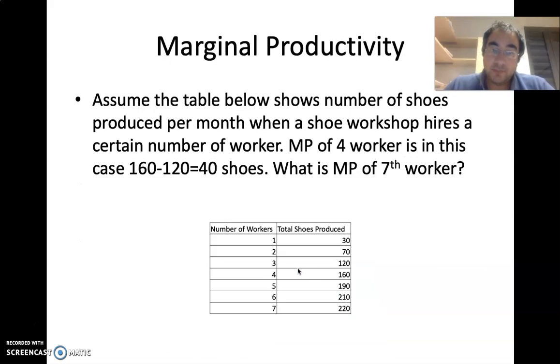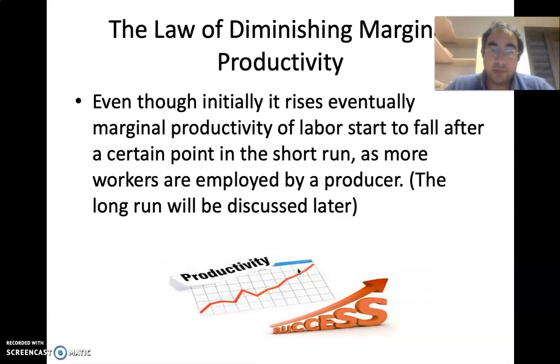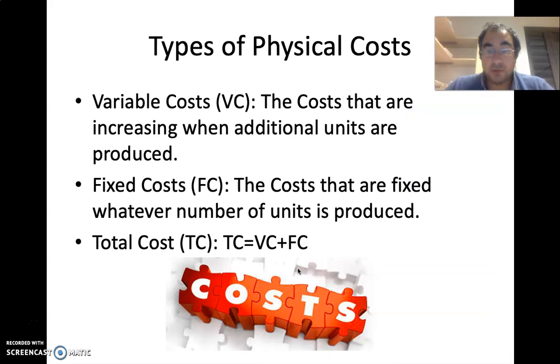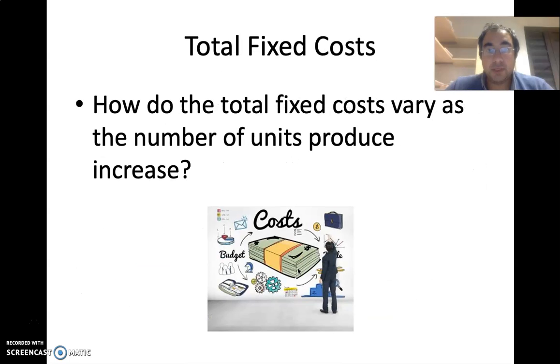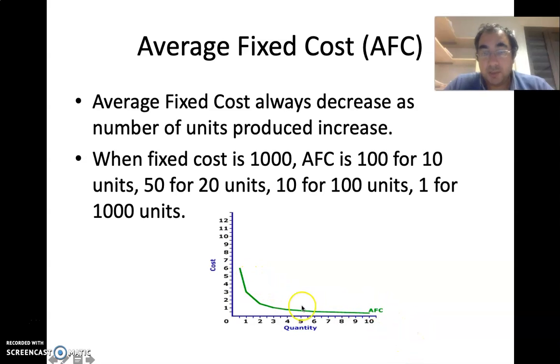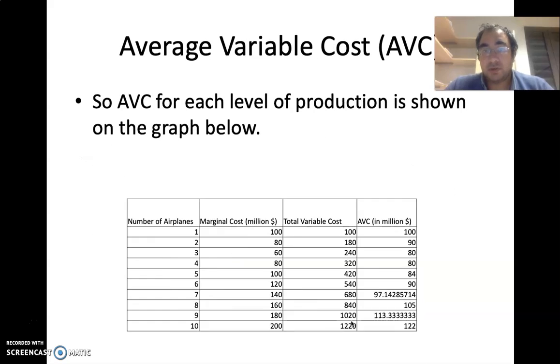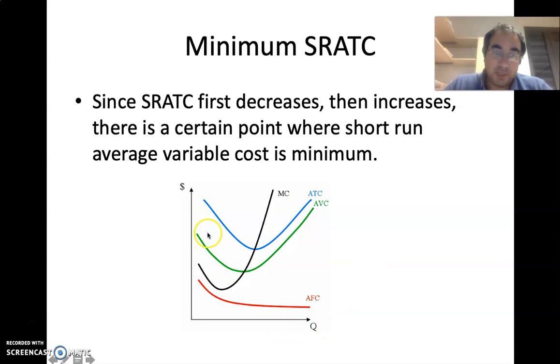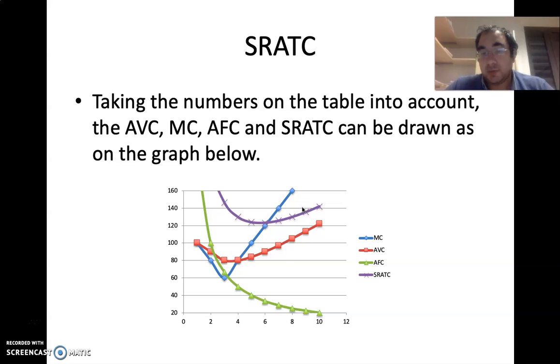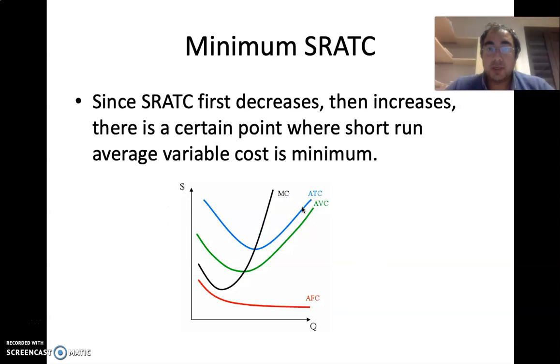But since the average fixed cost is continuously decreasing, as you see here, the difference between the short-run average total cost and the average variable cost is also decreasing. So you can see it here. The difference between them is decreasing as you produce more units. So this is the first characteristic of the short-run average total cost, I'm sorry.